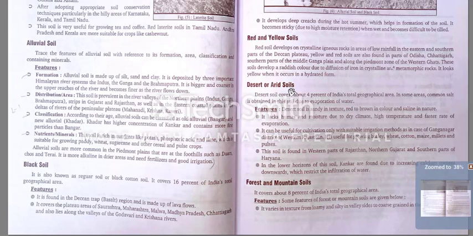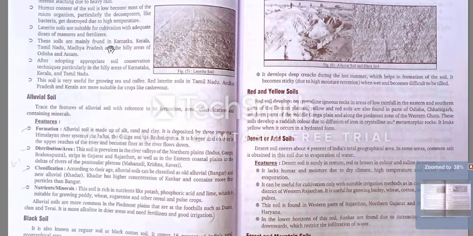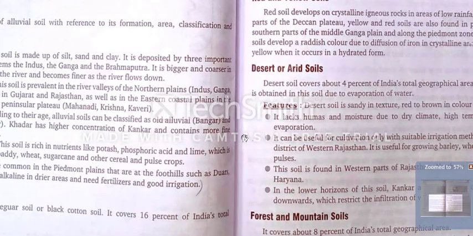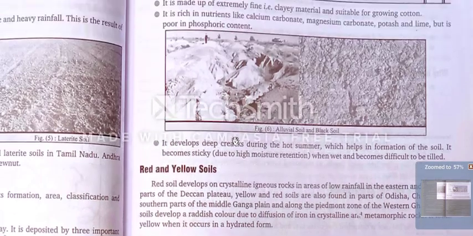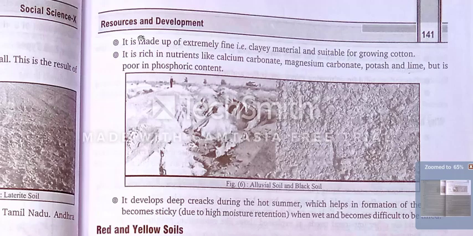Okay. In the previous video, we talked about the black soil, alluvial soil we have completed, and also the laterite soil. Today, we will see the remaining points of black soil. See on the screen. I hope that you can see the page clearly. As you know, the chapter name is Resources and Development. It is made up of extremely fine clay material and suitable for growing cotton.